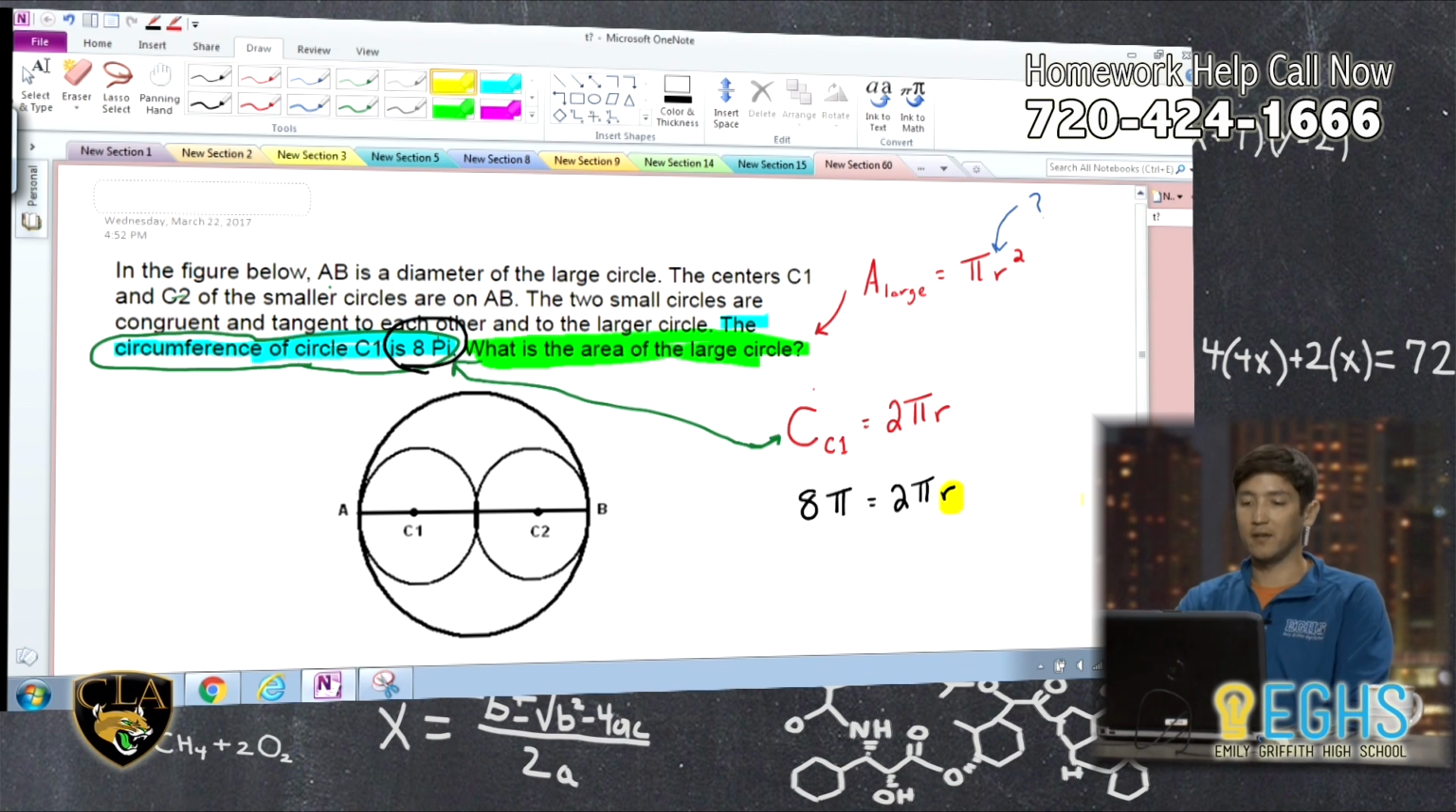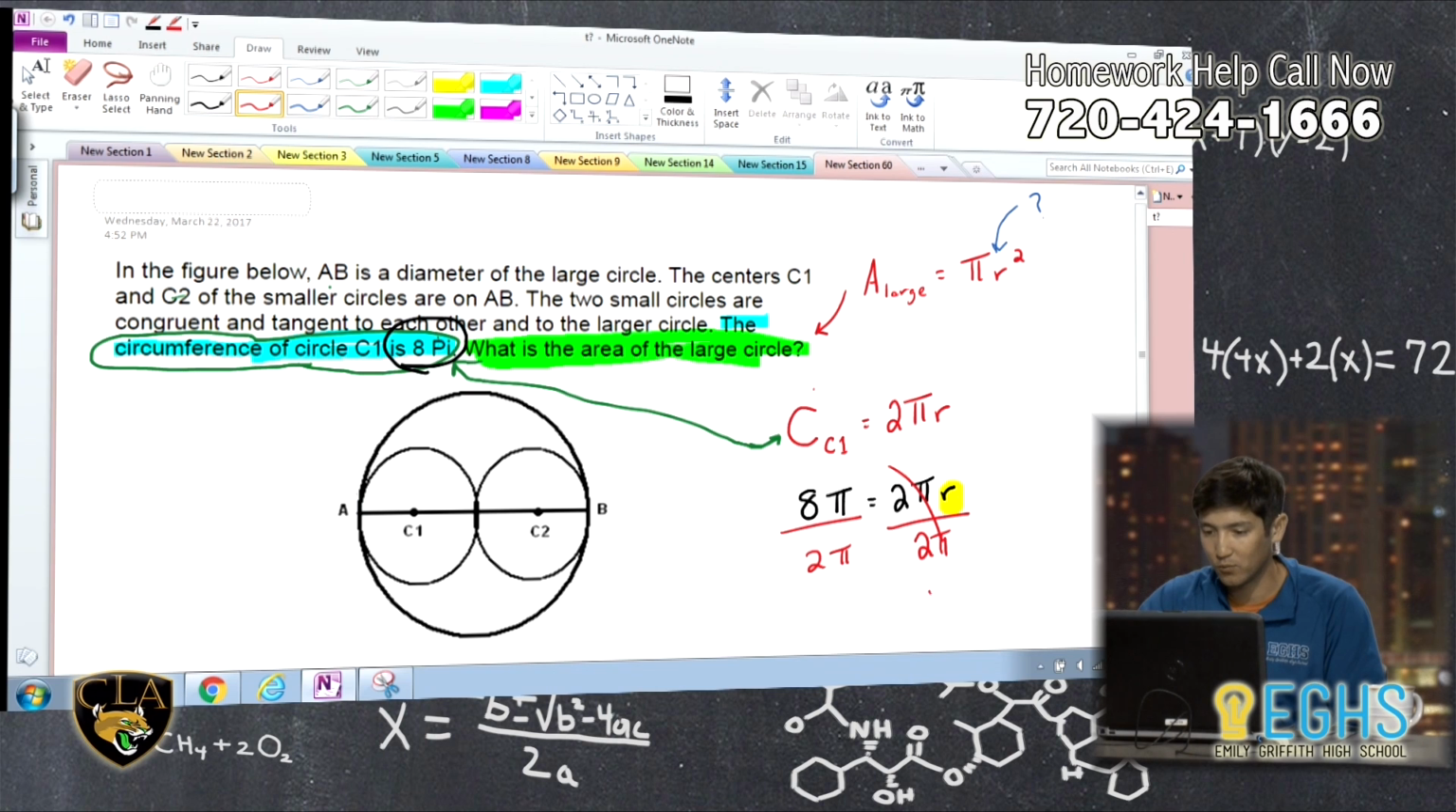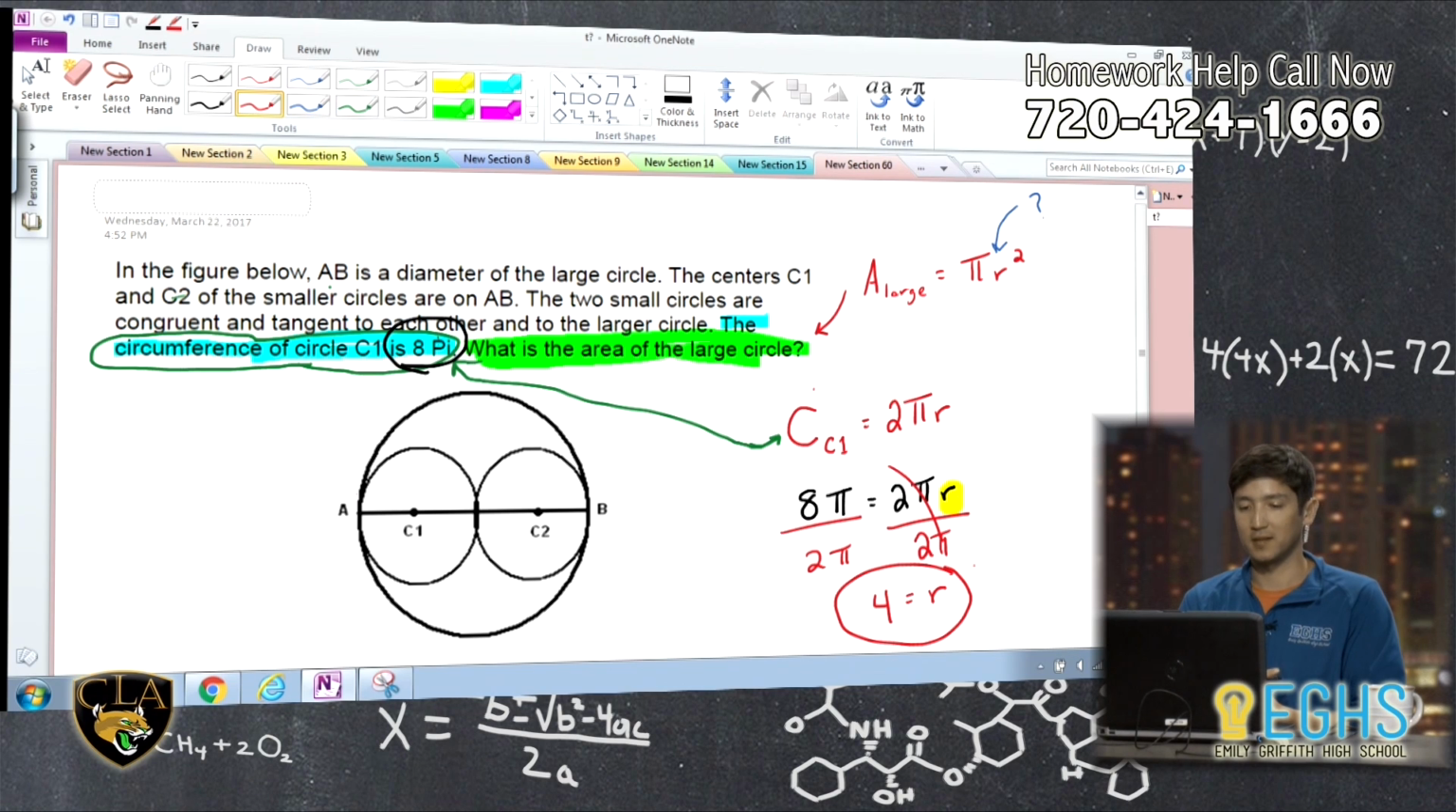And when we have 8 pi and 2 pi, we treat those as numbers because they are numbers. So we can solve like we normally would, dividing by 2 pi on each side. And I'm left with a radius of 4. Now, I want to take a step back and think about what this answer gives me, especially if this is an SAT question, which it looks like.